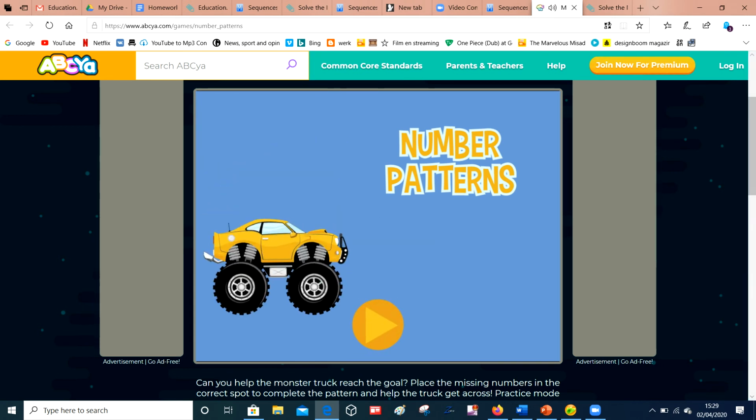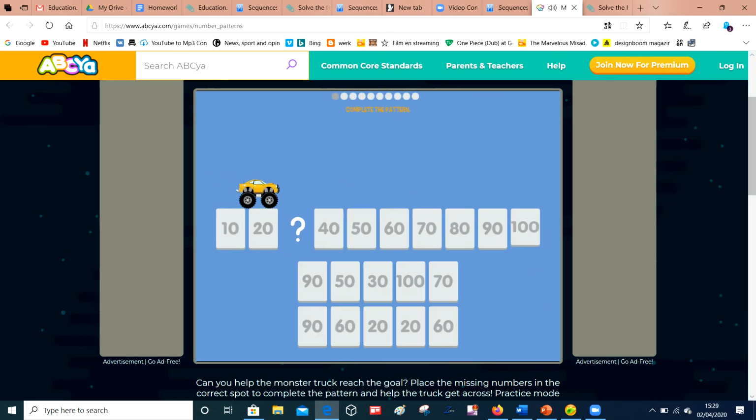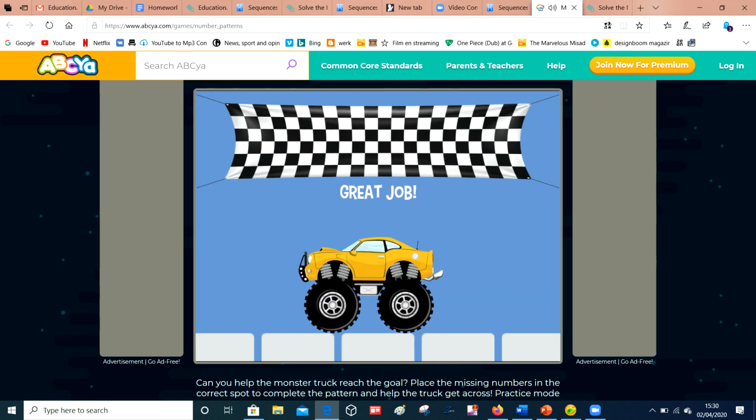So we click on play, and let's have a practice first today. Maybe we can do a race later. So you can see that we've got our number line here, and we're obviously increasing in this number pattern. But what would come next? 10, 20, can you see? That's right. Click and drag 30. So our monster truck can drive all the way off.